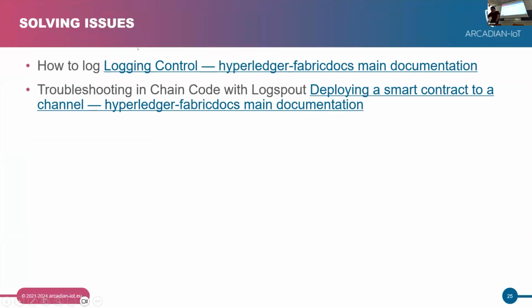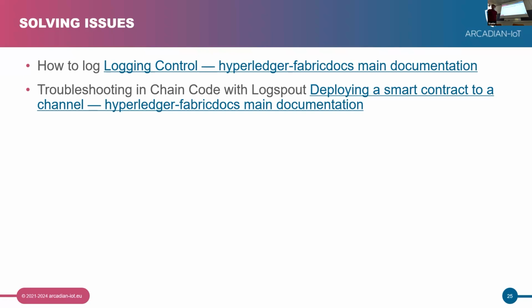So to solve the most common issues, you will have to enable logging on the peer container. That is where the most common issues are located. You can follow the link to read how to enable it in the documentation. And there are also errors in chain code.